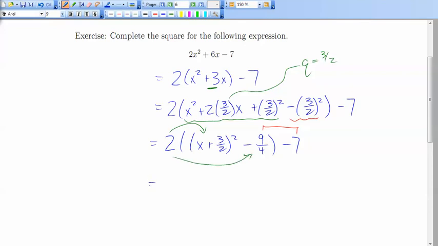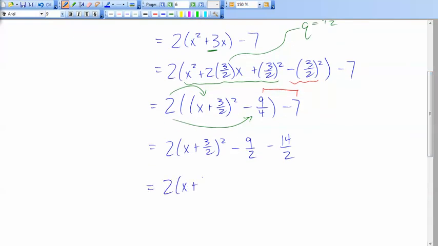So what do I get? I get 2 times my perfect square. Now negative 9/4 times 2, you can check this for yourself, is negative 9/2. And now we've got minus 7. Now wait a second. Why would I write negative 7? I want to add it to 9/2, so let's write it as 14/2 right away, because I need a common denominator.